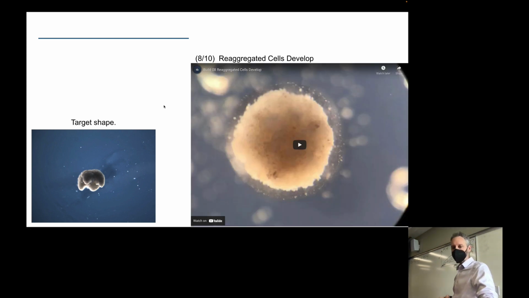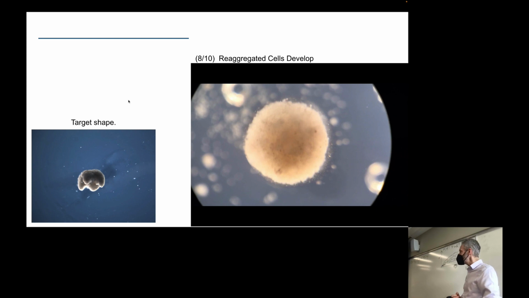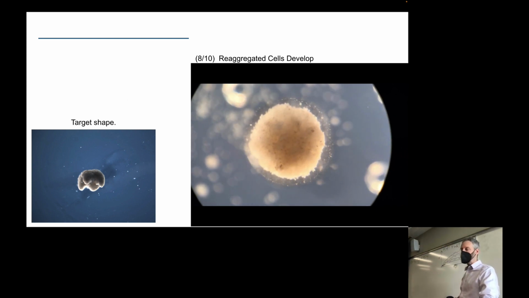Okay. Over a few hours, you start to get something that looks like this. So this is a lot more cells coming together. This is about 2,000 frog skin cells, and you can definitely see them pulling together into this mass.